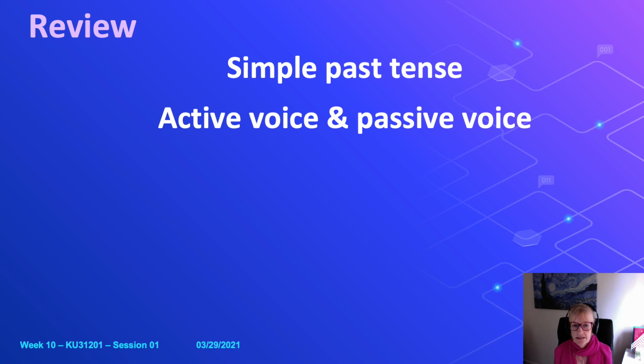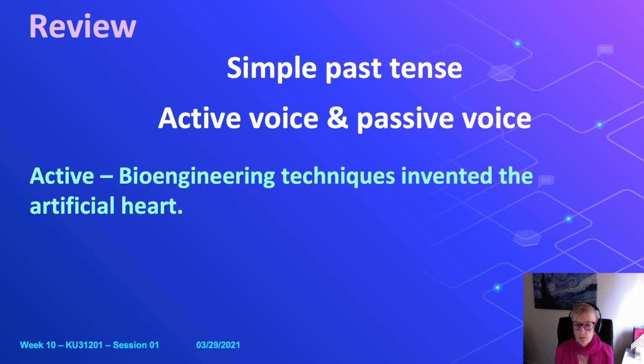And in past tense, we can have active voice and passive voice. So you remember, active voice is where the subject is the main part of the sentence. So here, our active voice sentence is: bioengineering techniques invented the artificial heart. So bioengineering techniques are the subject and the artificial heart is the object.